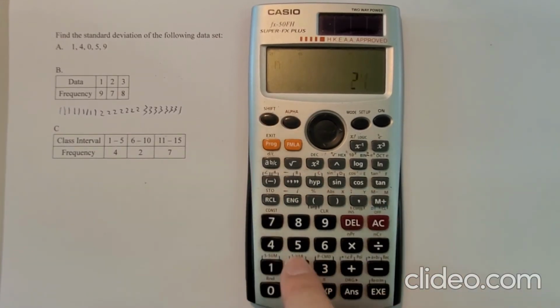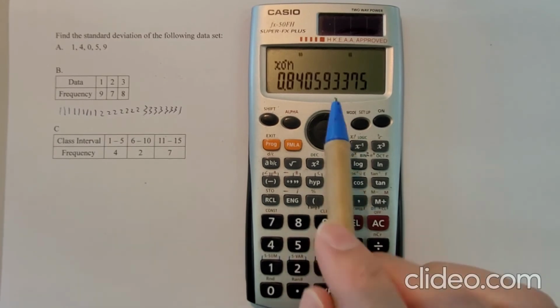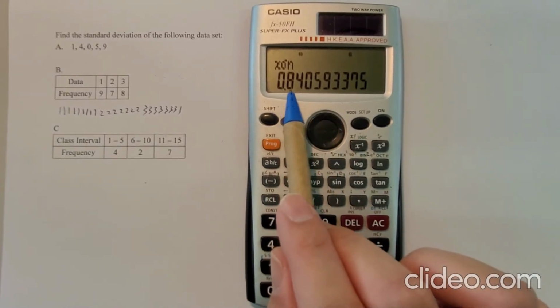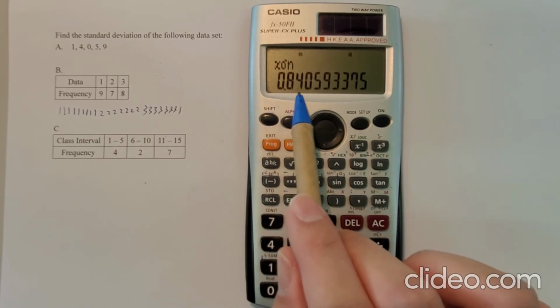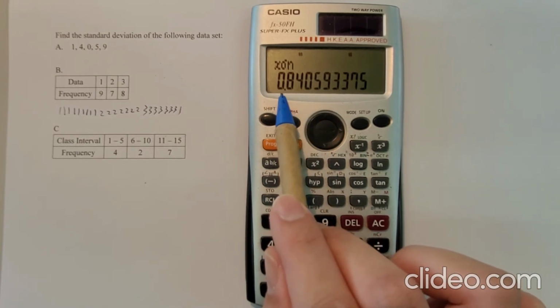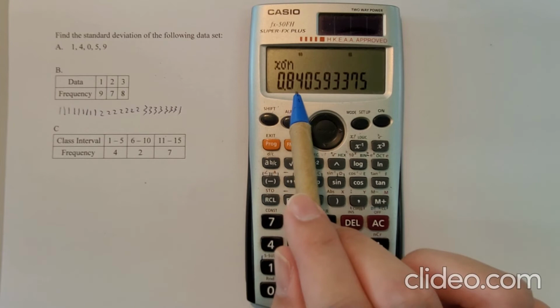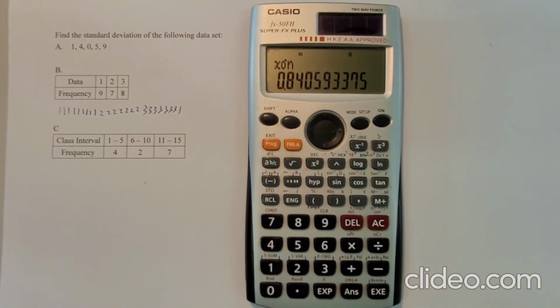And then Shift 2, you press 2 again, EXE, you find the standard deviation will be 0.840 something. So correct to three significant figures, what should be the answer? It should be 0.841. This 0 would not be counted as a significant figure because it is on the left-hand side of the digits after the decimal point. Okay, so the final answer is 0.841, correct to three significant figures.